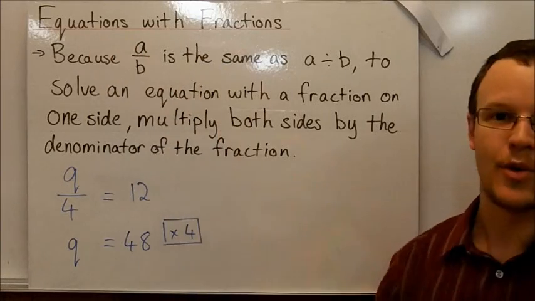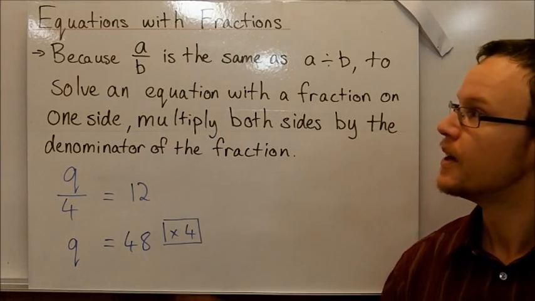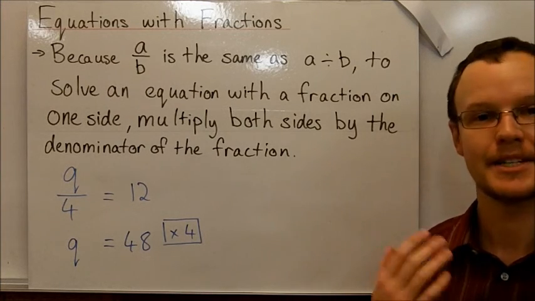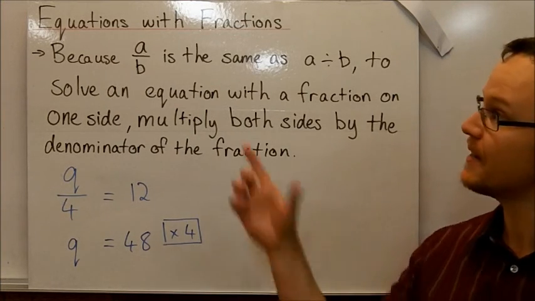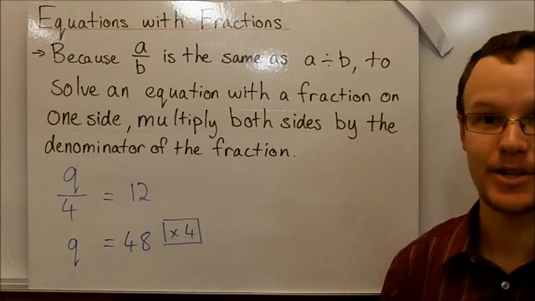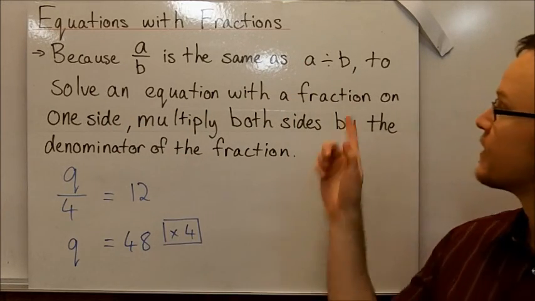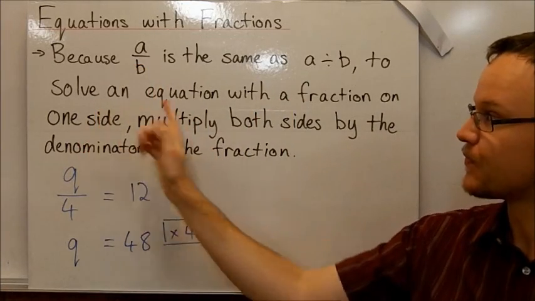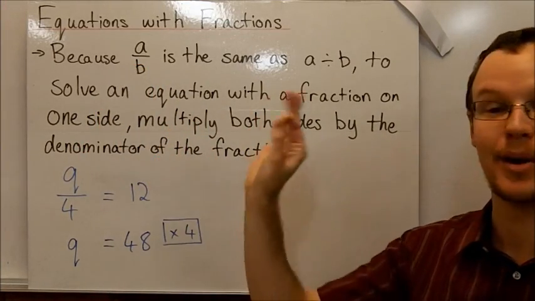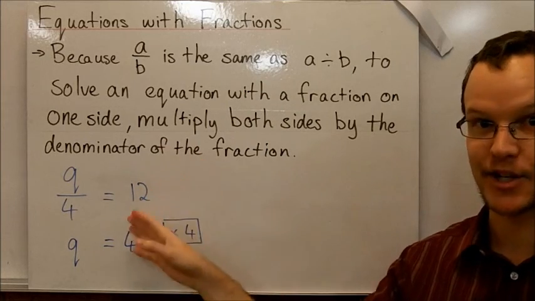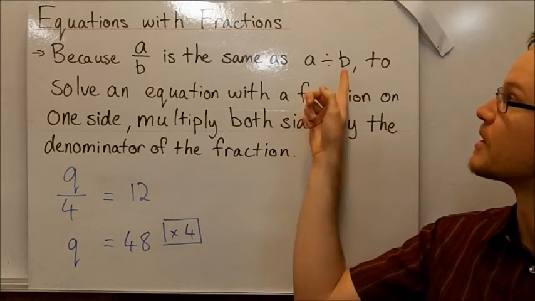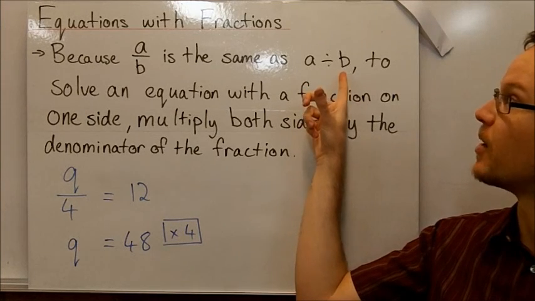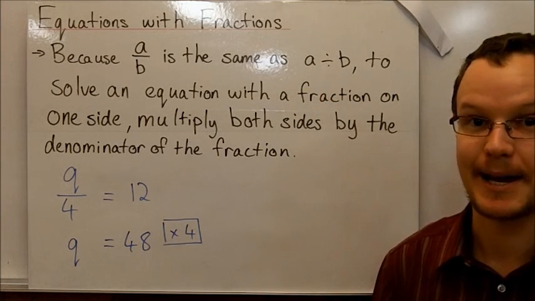Today we're going to look at equations with fractions. Because a over b as a fraction is exactly the same as a divided by b, we can solve an equation with a fraction very easily. If we've got a fraction on one side of the equation, we can just multiply both sides by the denominator of the fraction, and that will remove it, because multiplying by b will allow the b to cancel out.